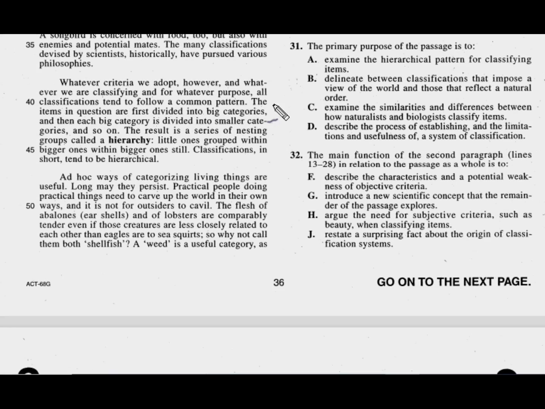31B. Problem 32, kind of tricky. It looks like it's a line reference, but read it carefully. 32 says the main function of the second paragraph, lines 13 to 28, in relation to the passage as a whole. So what does this mean? This means that we're going to have to look at paragraph number 2 and then see how it fits in to the whole passage.